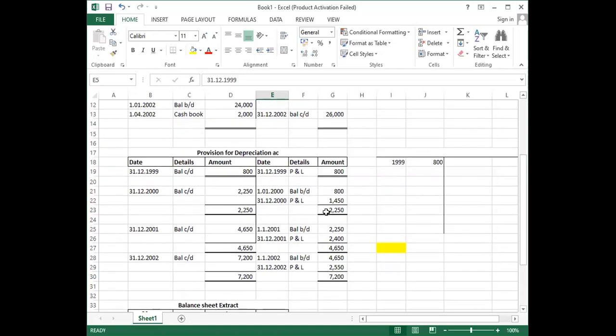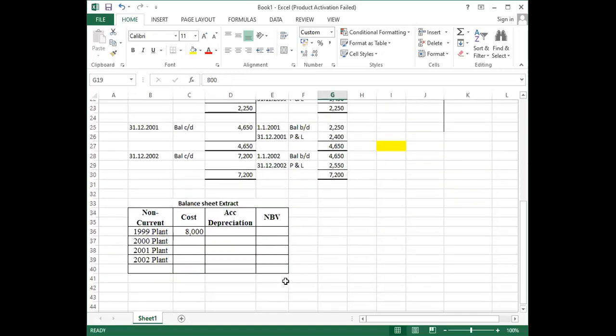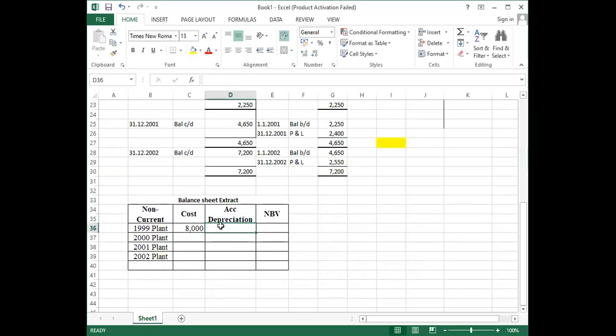What was the total depreciation for 1999? It was 800, right? And therefore here we'll say 800, right? You see that? What will be the net book value? 8,000 minus 800 to get what? 7,200. I hope it is making sense.